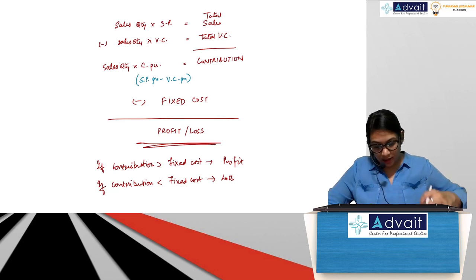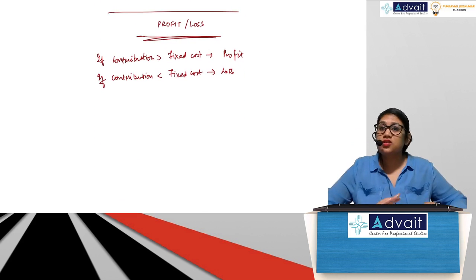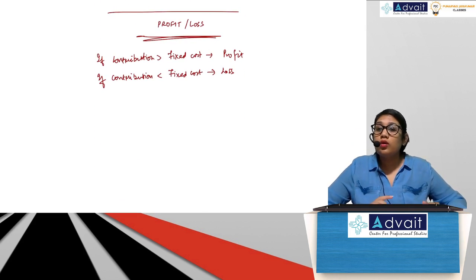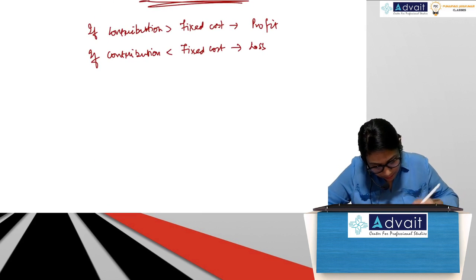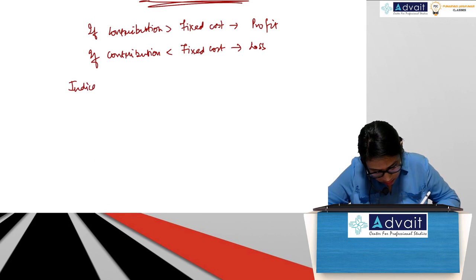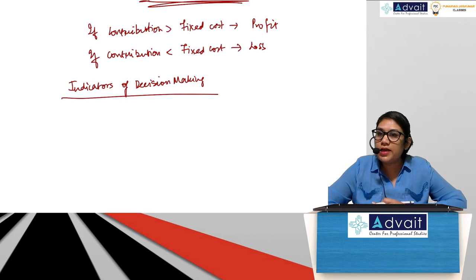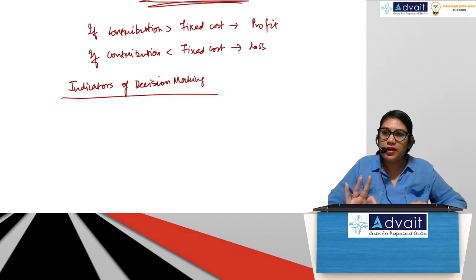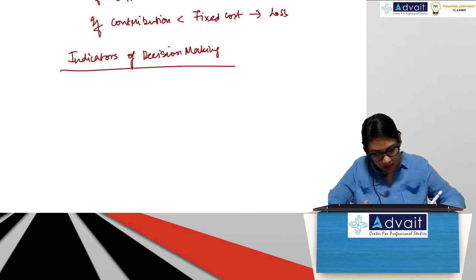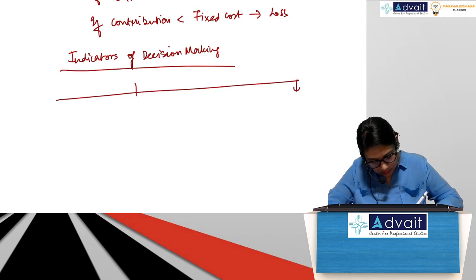Guys, okay. So this is the marginal cost statement. Now we need to understand certain indicators of decision making. So when it comes to marginal costing, we have 3 indicators that we need to look at. Okay, what are those indicators?